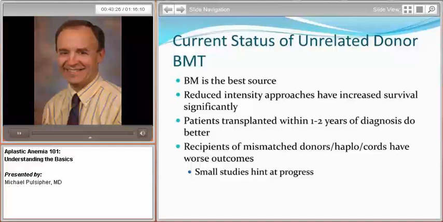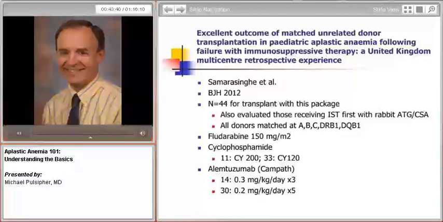And the final thing that I'll talk briefly about is that alternative donors or mismatched donors and haploidentical or half-matched donors and cord bloods have worse outcomes, but there are some promising studies that show that we may be getting better over time. This particular study was an interesting study that shows that you need to be careful about looking at only survival curves. You need to know what's underneath them.